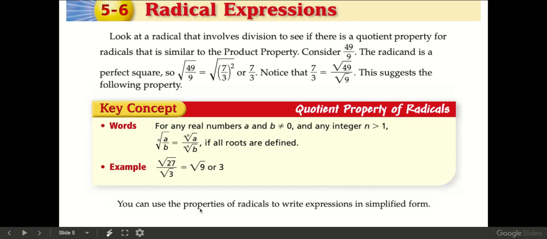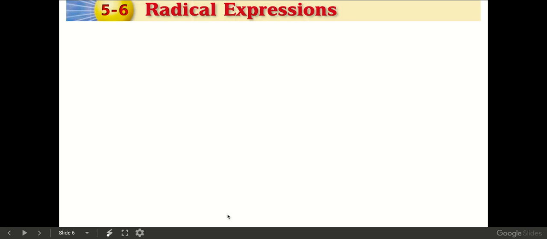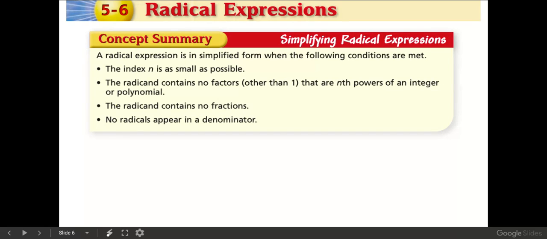You can use these properties of radicals to write expressions in simplified form. So if I'm simplifying radical expressions, we want to make sure the following conditions are met. The index n is as small as possible. The radicand contains no factors other than 1 that are nth powers of an integer or polynomial. The radicand contains no fractions, and no radicals appear in a denominator.